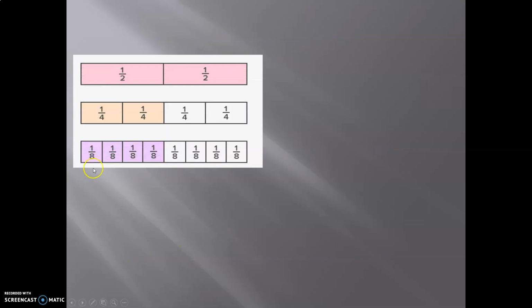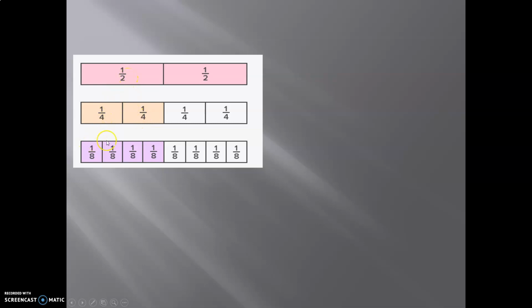Look to this bar. I cut it in 2 equal parts, so this part is 1 out of the 2 and this part is 1 out of the 2. So it means half and half. Then I take the same bar and this time I cut it into 4 equal parts. And I can see that 1 out of 4 and 1 out of 4, these 2 parts only, equal this half. So 2 out of 4 equal this half.